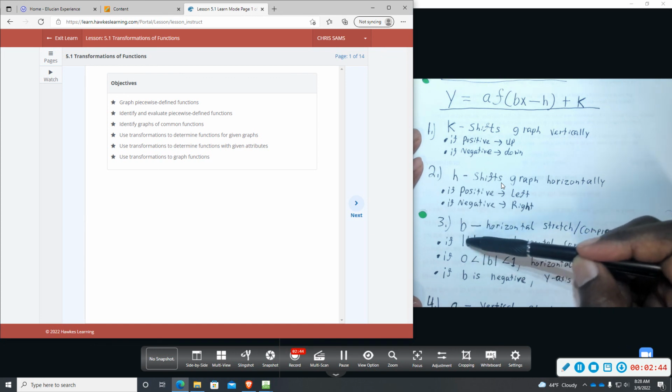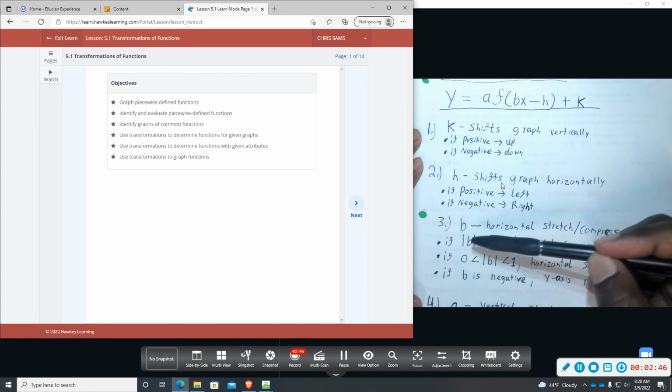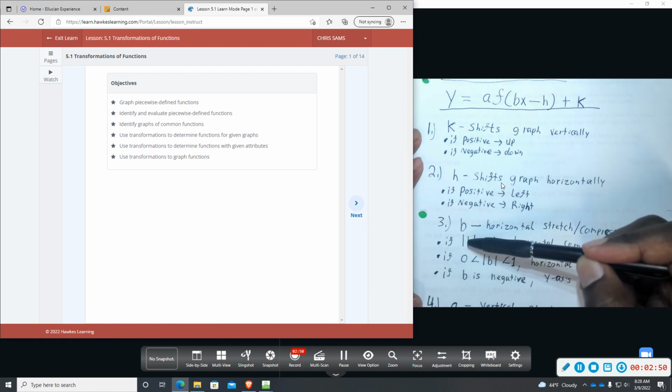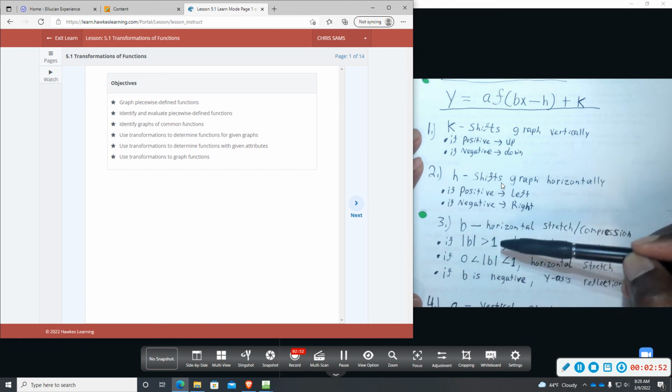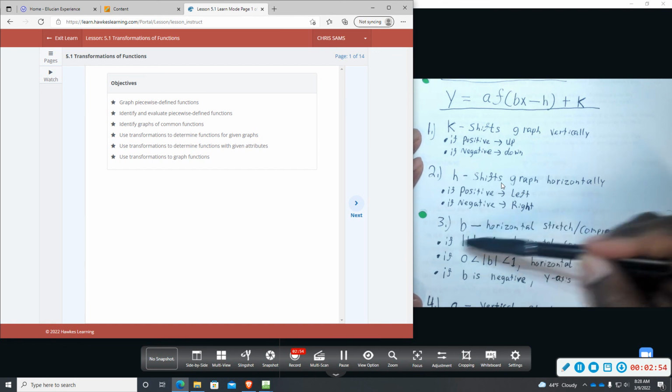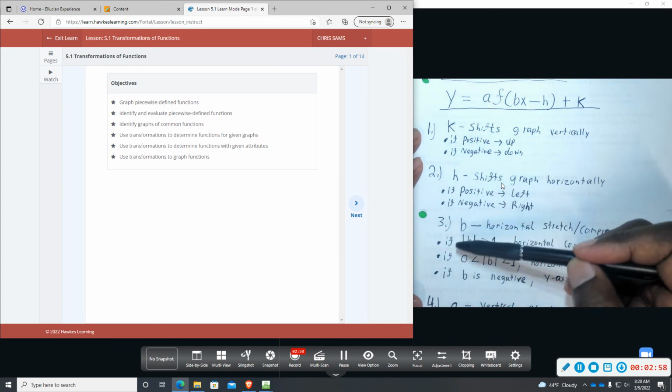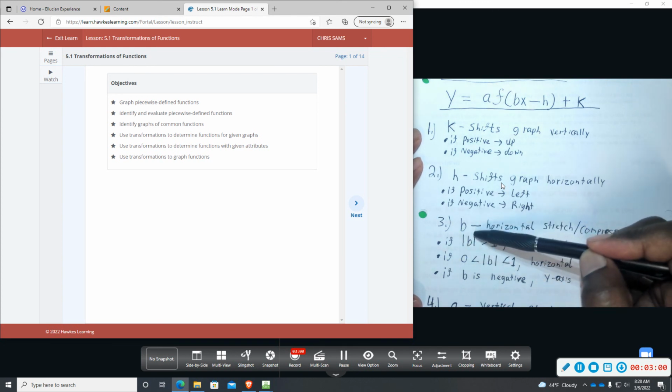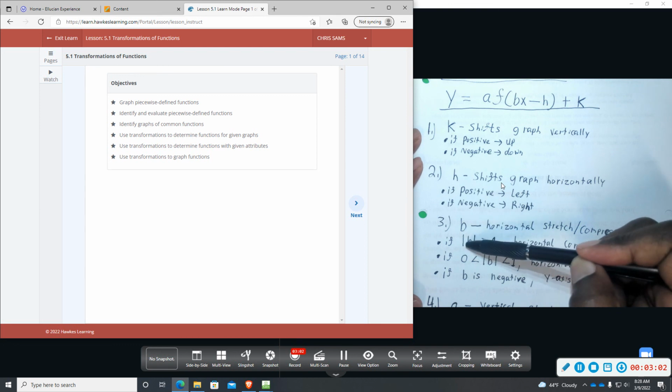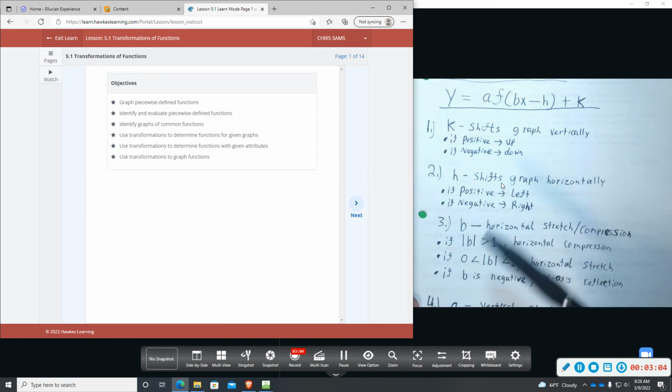So if this number is bigger than 1, it could be 1, 2, 3, 4, 5. It can't be 1, so it has to be bigger than 1. It could be 1.1 or bigger. Or it could be negative 1.1 or smaller in the negative direction. It could be negative 2, negative 3, negative 4. The absolute value will make it positive, so you'd be looking at the distance from 0. So if this number B is more than one space away from 0, you will have a horizontal compression.